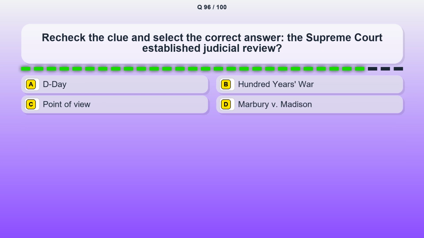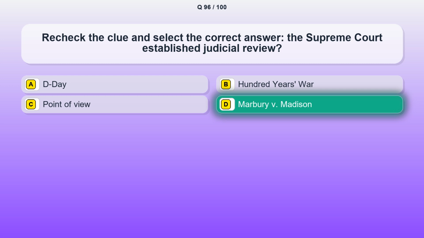Question 96. Recheck the clue and select the correct answer. The Supreme Court established judicial review. Option A, D-Day. Option B, 100 Years' War. Option C, Point of View. Option D, Marbury v. Madison.